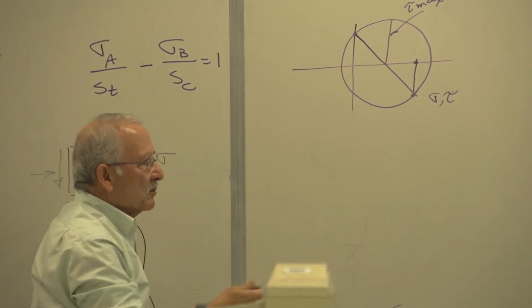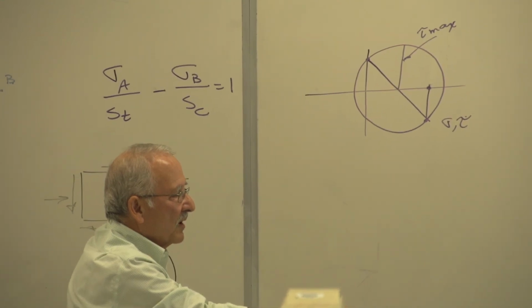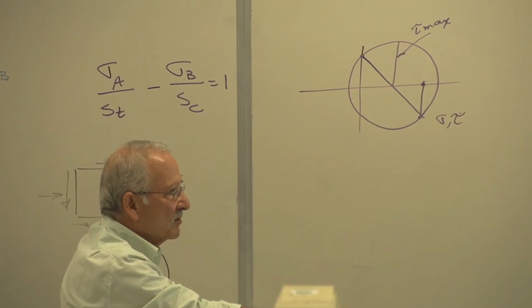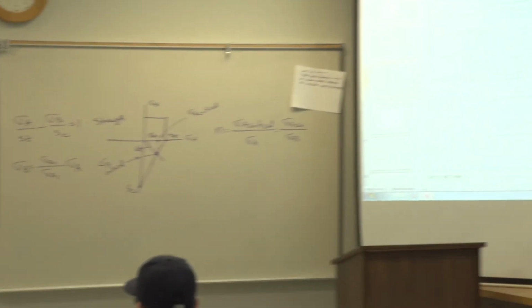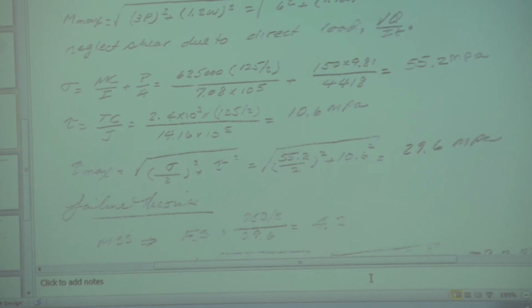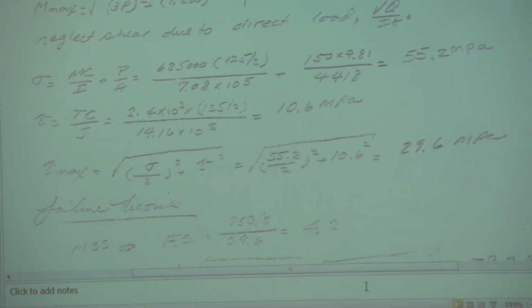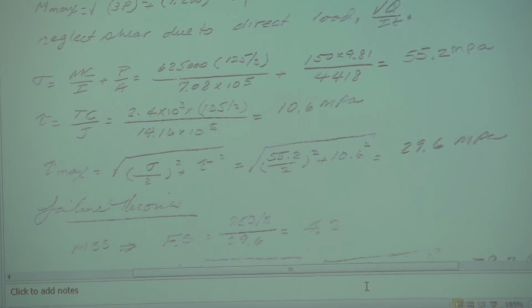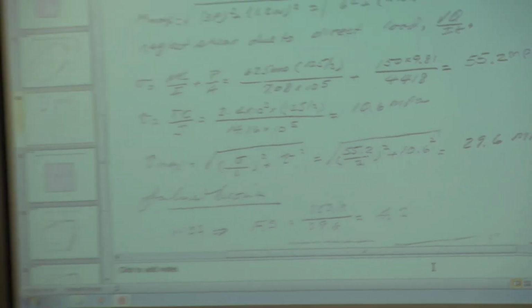And of course, the maximum shear stress is the square root of the square of half of the normal stress plus the square of the shear stress, which gives you 29.6. That's the radius of the Mohr circle. And that is the largest Mohr circle, by the way, because the middle principal stress is 0. That is the largest Mohr circle.